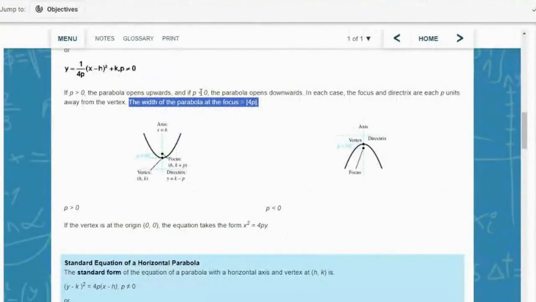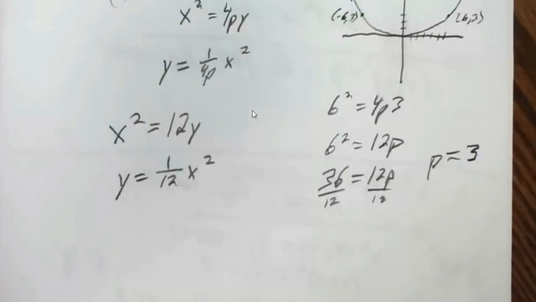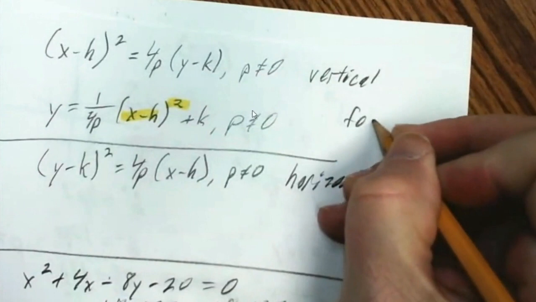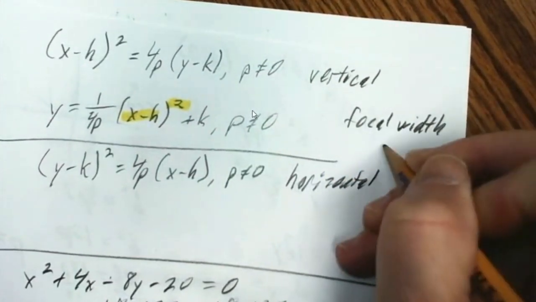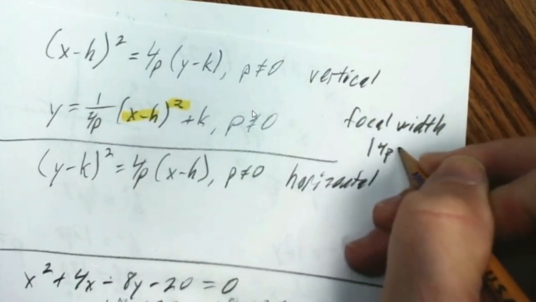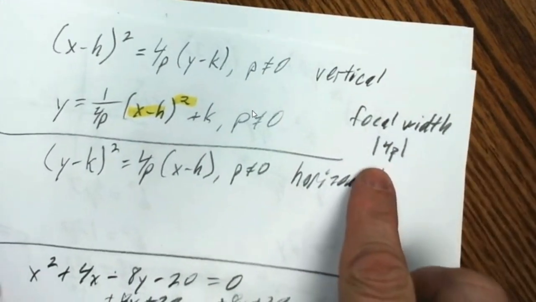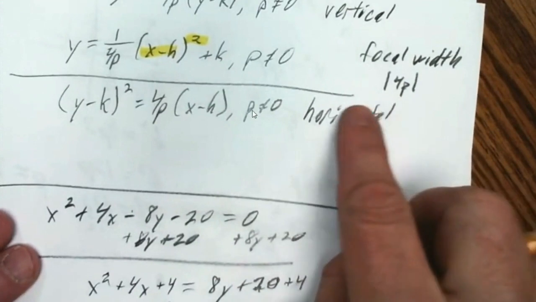So yeah, I skipped that. The width of the parabola at the focus is 4p. So that's good to know. Let's add that to our notes. Focal width is the absolute value of 4p. So if this was negative, we just call it positive. Because the absolute value, we ignore negative, right?